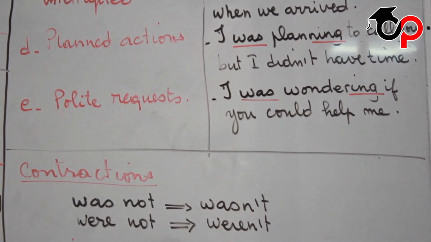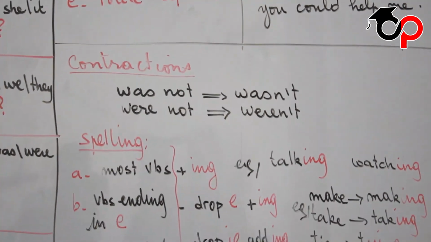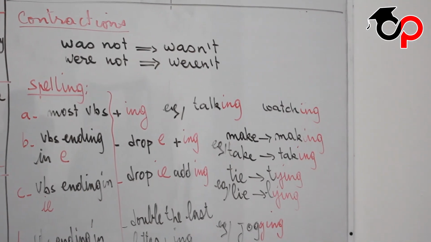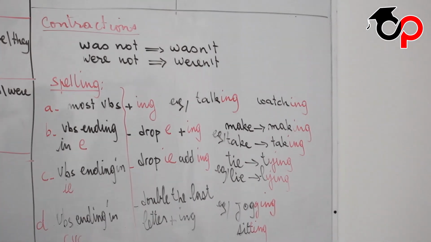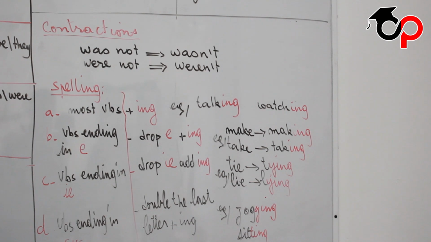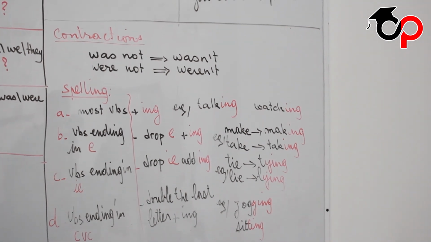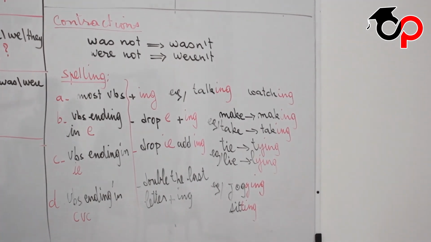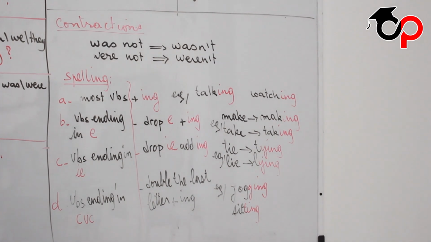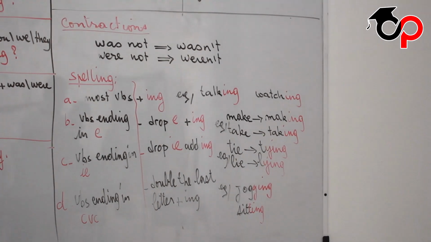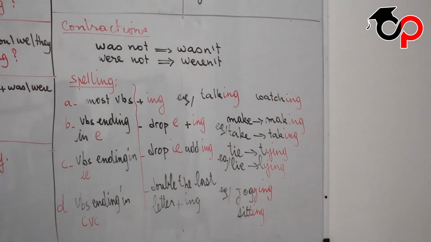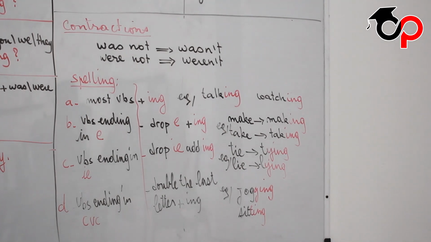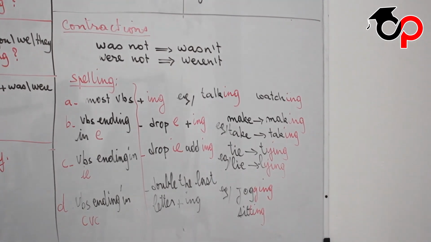As for the contractions, you know that contractions put two or three words into one. So was not are two words. We put it into one word, wasn't. What we have to do is to omit the O and replace it with an apostrophe. Were not becomes weren't. Example, I wasn't watching. They weren't sleeping. So we cancel or take off or omit the O.